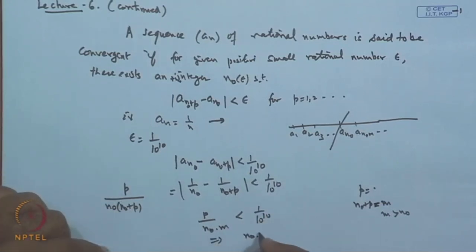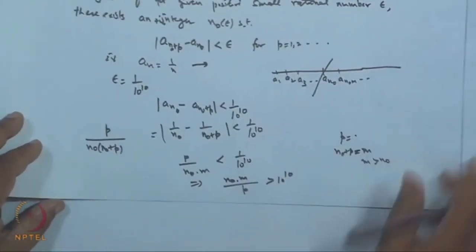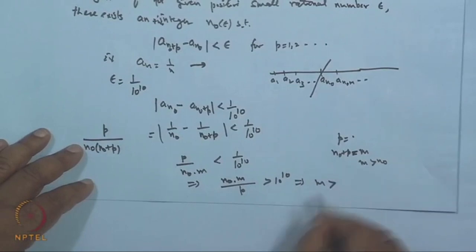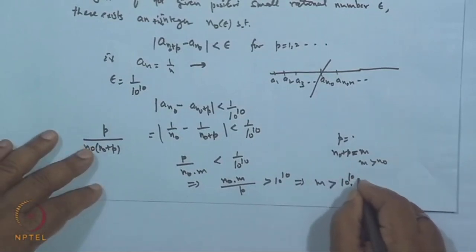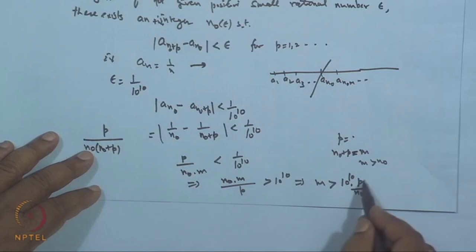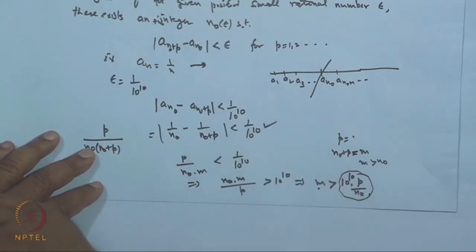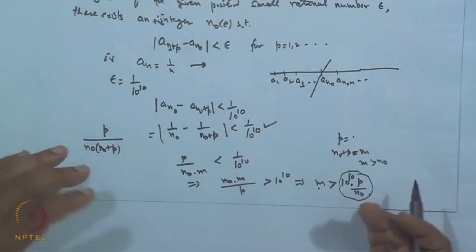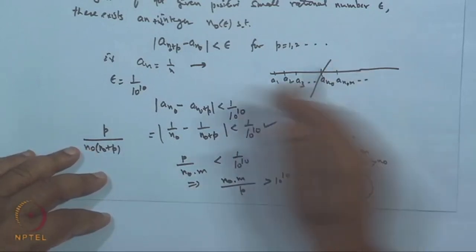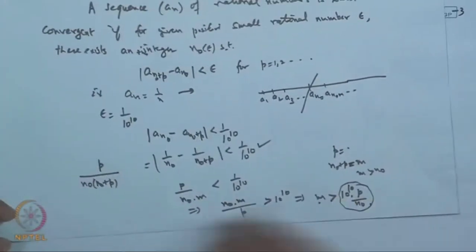Therefore, n naught into m divided by p is greater than 10 to the power 10. So, m can be obtained. So, from here m will be greater than 10 to the power 10 into p by n naught. Is it not? So, corresponding to this n naught, if I choose this number, all the terms which are greater than this number will satisfy this condition, is it not? It means you can easily find out where to truncate the series so that this happens.